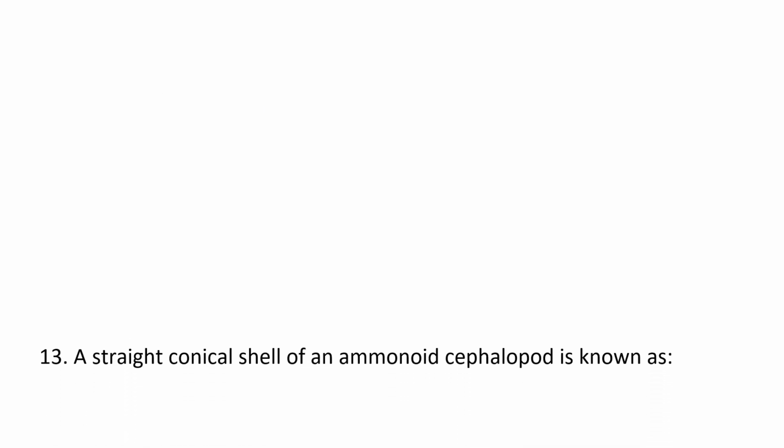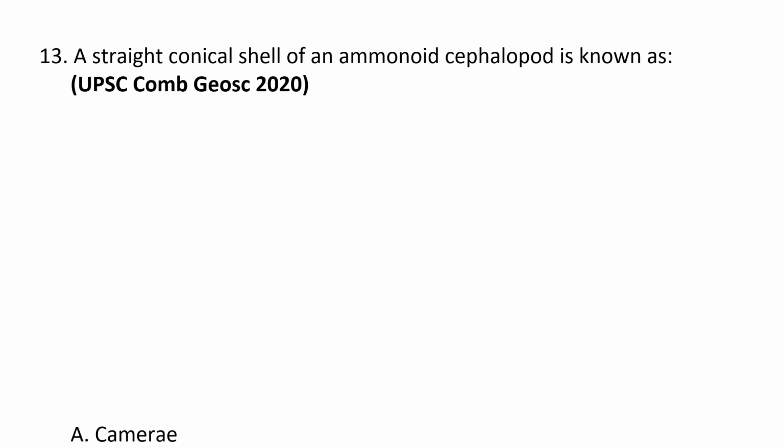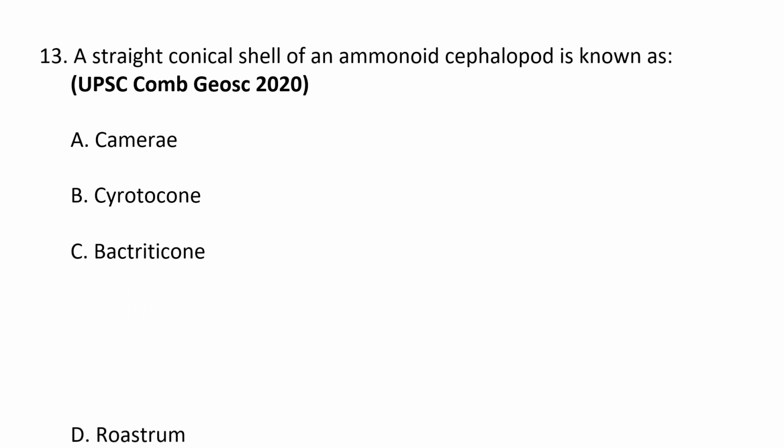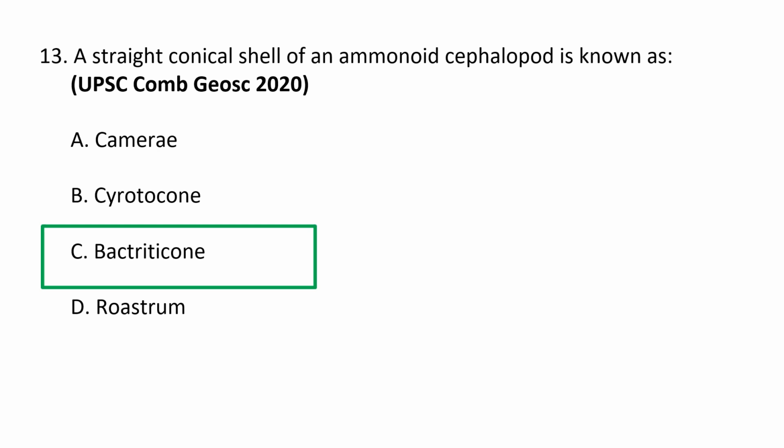Next question. A straight conical shell of an ammonoid cephalopod is known as A. Camera, B. Cyrtocone, C. Bactriticone, D. Rostrum. So the correct answer is Bactriticone. A straight ammonoid with simple sutures, corresponding to the orthocone among the nautiloids, is known as a Bactriticone. C is the correct option.